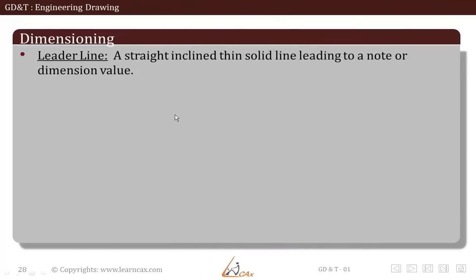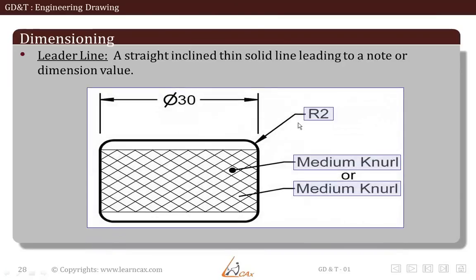A leader line is a straight but inclined thin solid line leading to a note or dimension value. In this example, all three of these are leader lines. Here in this case, the leader line is represented by an arrow, and in this example it is actually represented using either of these line types. Here the point to notice is it actually starts with an inclination and at the end it is projected straight, where it is connected to the text which it is representing.